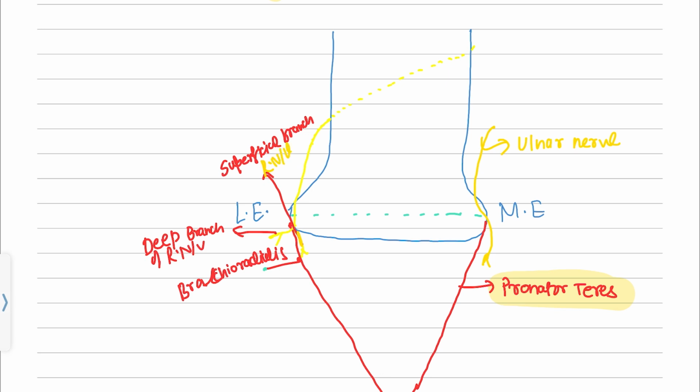The superficial branch of the radial nerve is one of the contents of the cubital fossa, and the deep branch passes just outside the cubital fossa. The superficial branch penetrates the brachioradialis muscle here and runs parallel to it. So it is one of the contents of the cubital fossa.